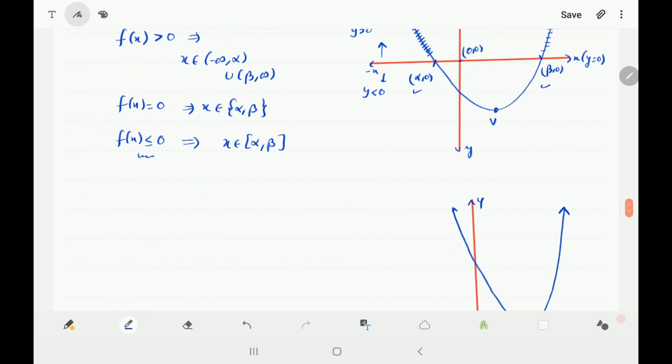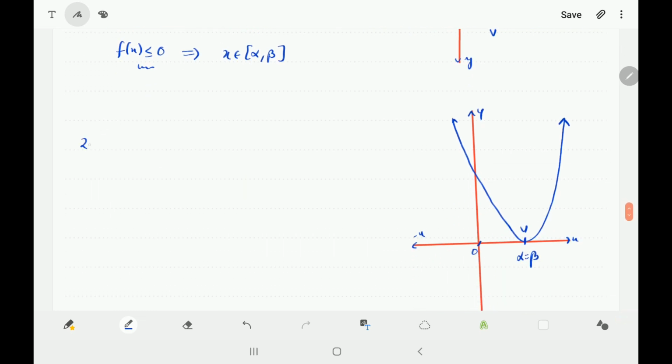Now moving on to the next case. This is the case where the parabola is touching the x-axis and not going below the x-axis. So this will happen when a is greater than 0 and D is equal to 0, because at D equal to 0 both the roots will be equal.